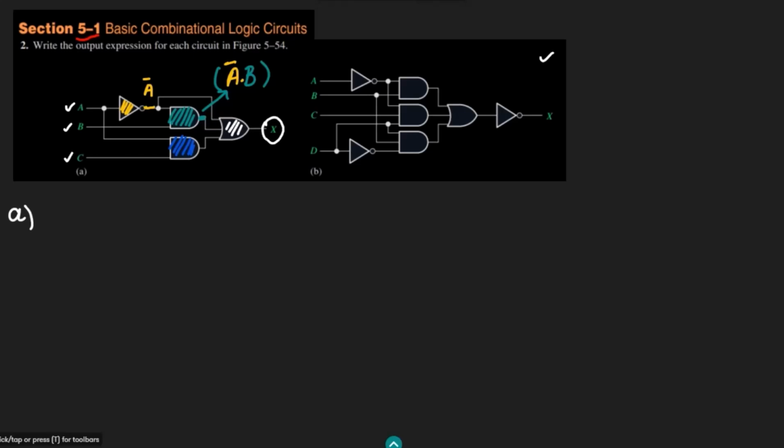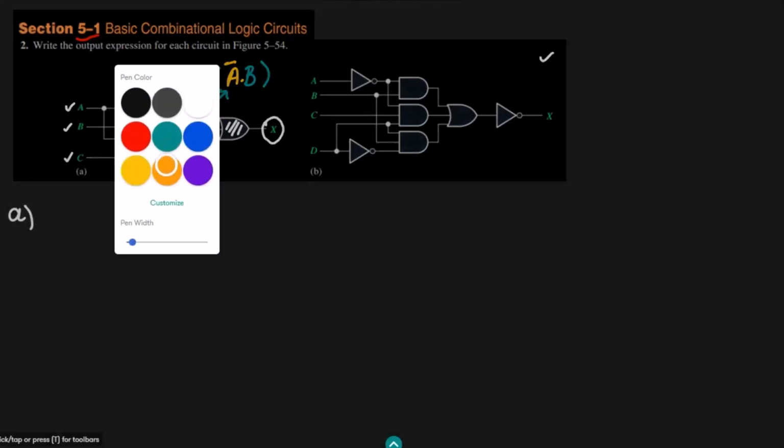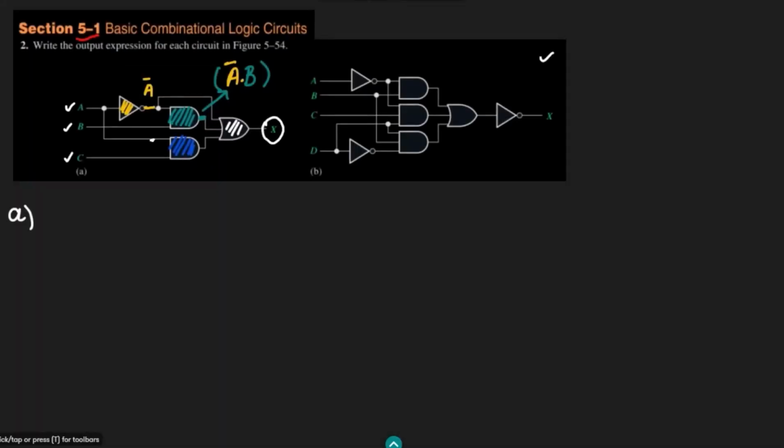Similarly, we can see here that this A and this C are given to this gate. This is A, this is C, and the output of this gate is represented with this blue color. This is the AND gate, so therefore this is A dot C. The output of it is A dot C.